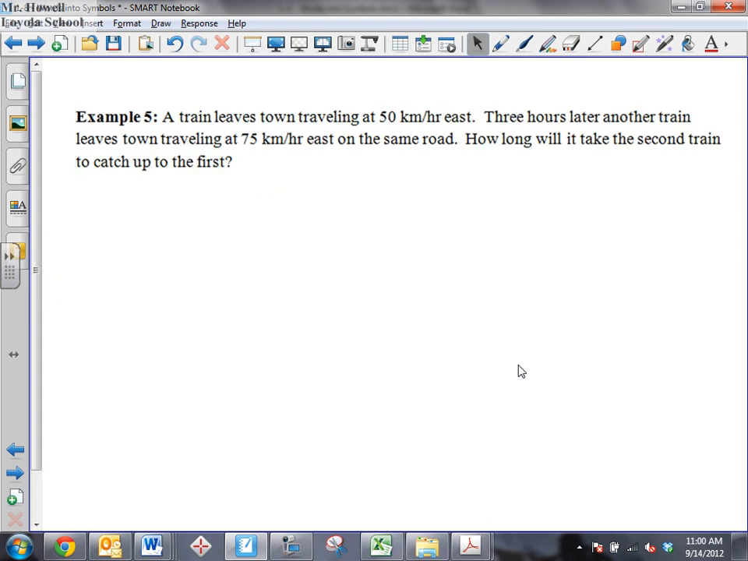Example 5 is a good one. This is a physics problem, really. And if you think you're good at these or you enjoy these kinds of problems, I would highly recommend considering engineering or physics as a degree when you move on to college.